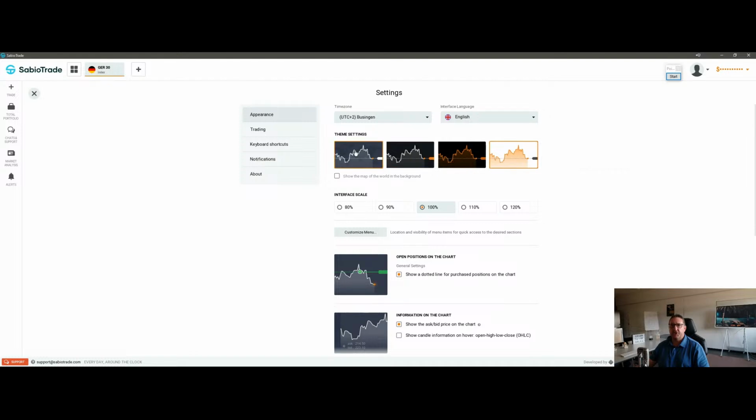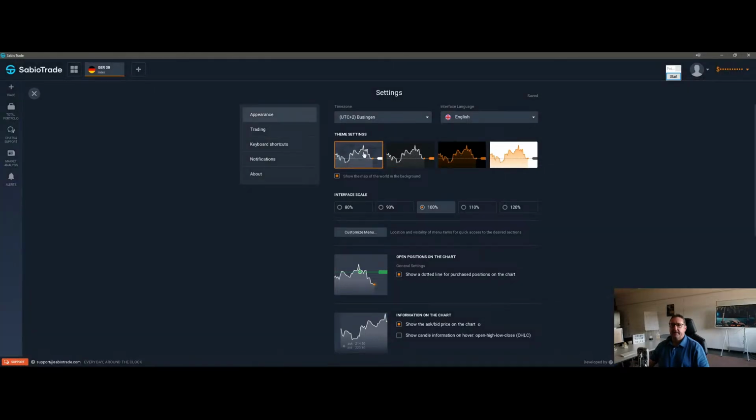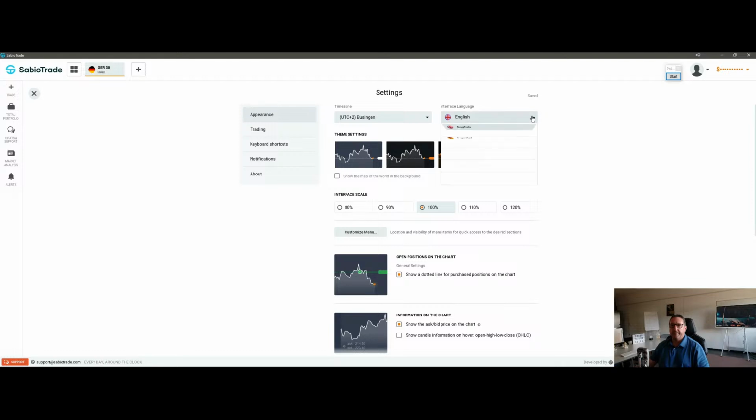Okay, so if you click on this wheel and you go to the upper side, there you have the theme settings. Yeah, and here you can click on a low one, or this one, or a little bit more gray. That's just if you don't like the bright one. And you can click here on the theme settings, and you can say, please show me the map of the world in the background or not. This is just up to you. And here you can change also, for example, the interface language and something like that. So this is how you change the chart.